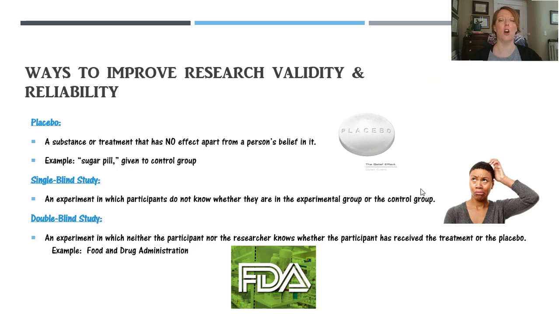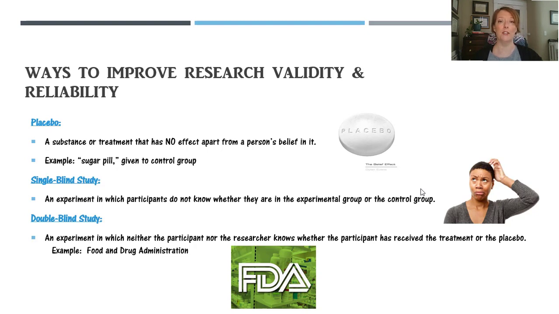Single-blind studies are another way an experiment can be set up methodologically so that we get better results. An experiment that's set up as a single-blind study is an experiment in which participants don't know whether they're in the experimental group or the control group. If we are doing a research study to determine whether a new medicine to treat depression is effective, the single-blind study is where the participants do not know whether they are receiving a sugar pill or the real experimental medicine.